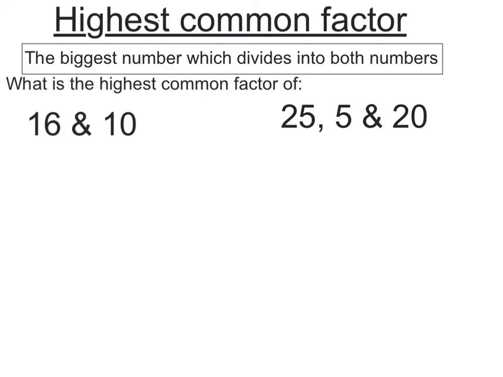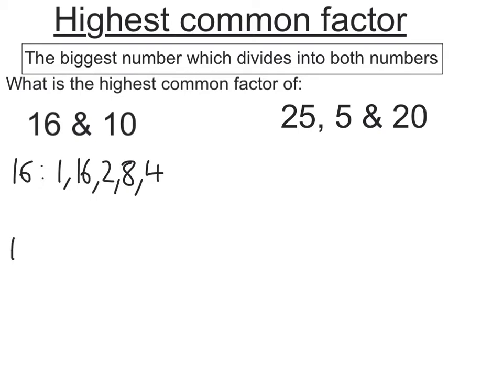So for 16 and 10, let's write out the factors of 16. So obviously it's going to be 1 and 16. 2 divides into 16 and that's 2 times 8, so they're both factors. 3 doesn't, 4 does, that's 4 times 4. And as I've got to something times itself, I stop, so they're my factors.